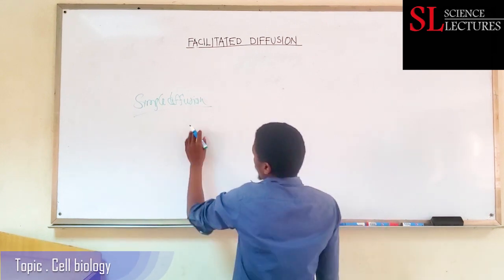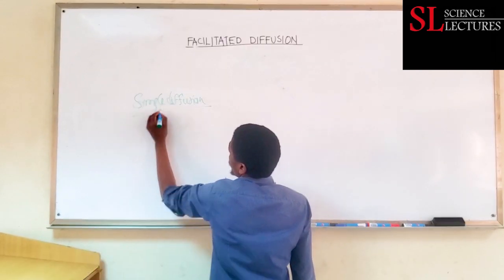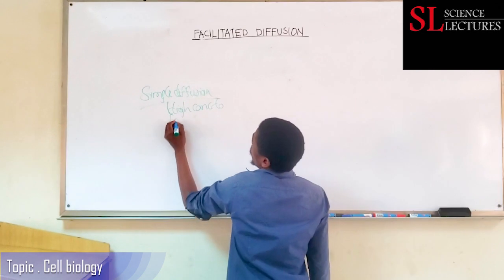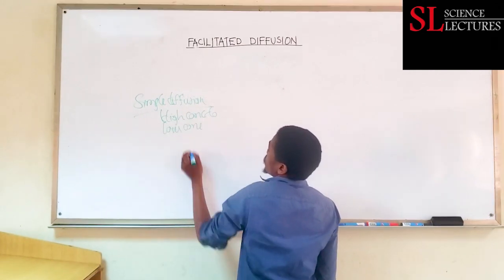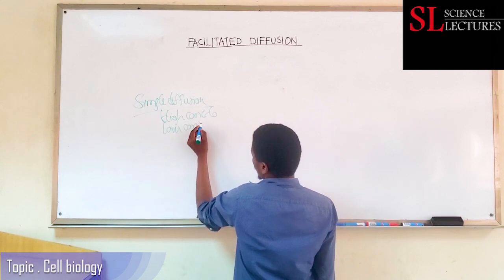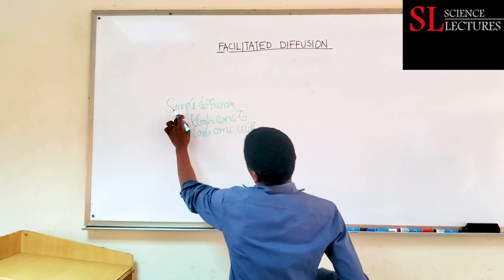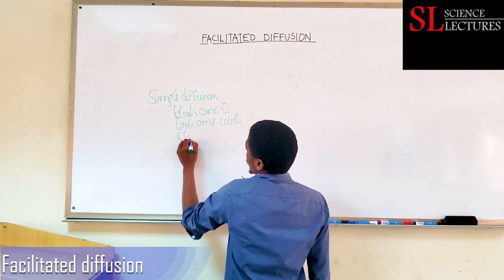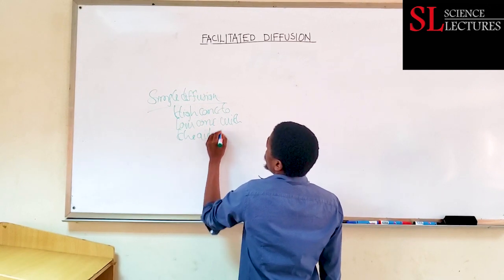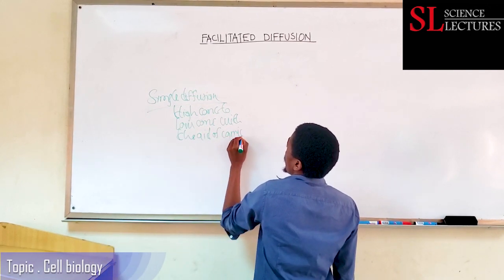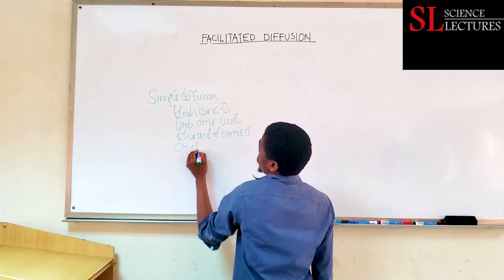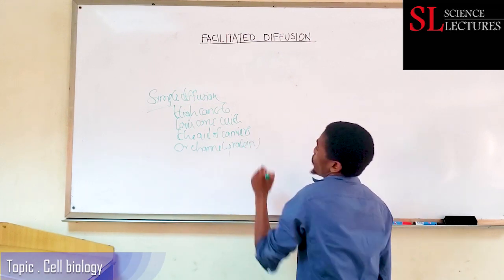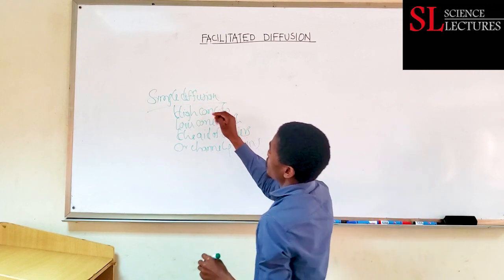So facilitated diffusion is the transport of molecules from a region of high concentration to low concentration, from high to low concentration, with the aid of carriers or channel proteins. So this happens with the aid of carriers or channel proteins, and this is the distinction of facilitated diffusion from simple diffusion.